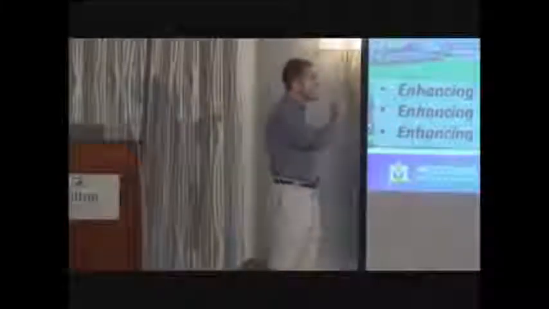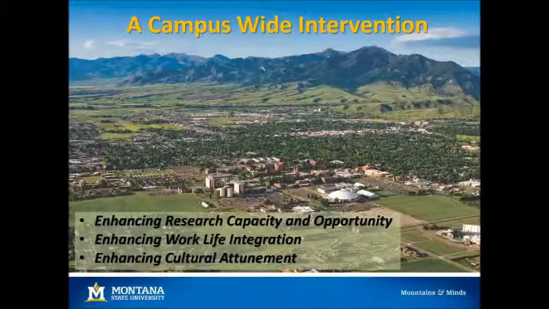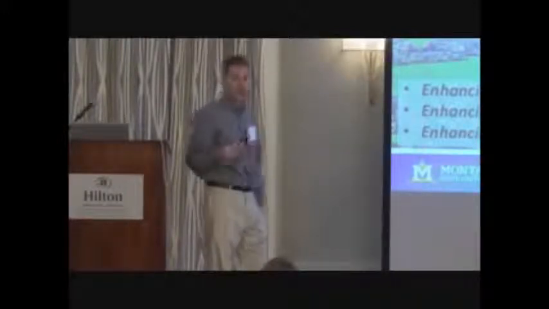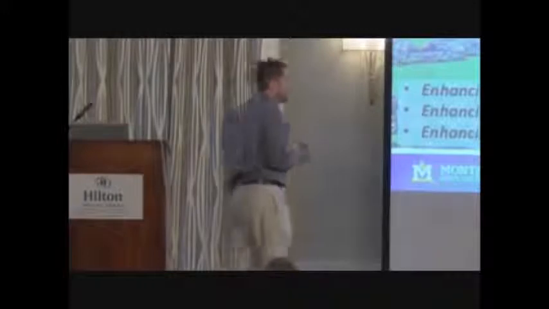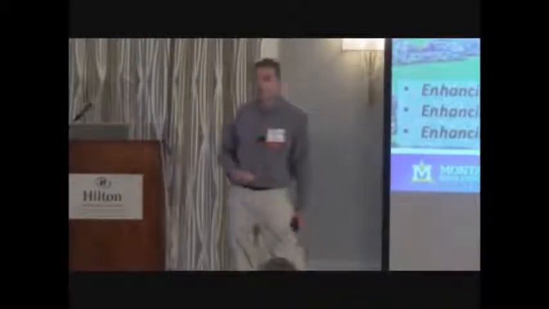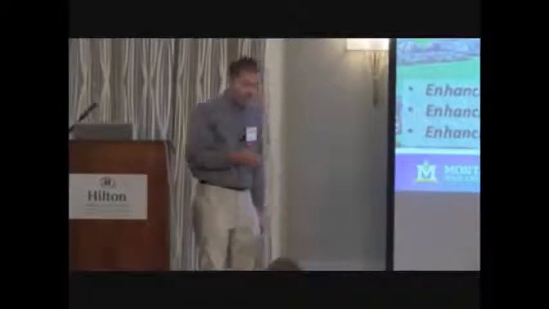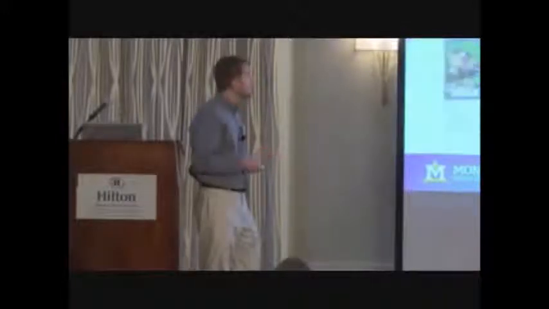So the way the project TRACS is partitioned out, there's a research capacity portion of the grant. There's enhancing work-life integration part of it, and also enhancing cultural attunement. So, helping people recognize implicit biases, helping them overcome implicit biases so that they are in control of their decisions, or better control and free from bias and so forth.